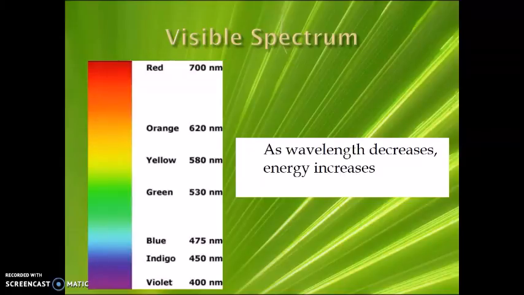So here's our visible spectrum. Hopefully you guys know ROY G. BIV, which is the color based on energy. So red is the lowest energy, and as you work your way up, orange, yellow, green, blue, indigo, violet. Violet is the highest energy.